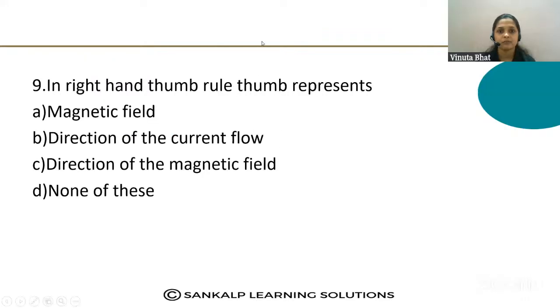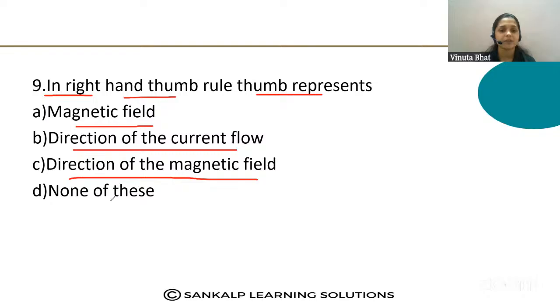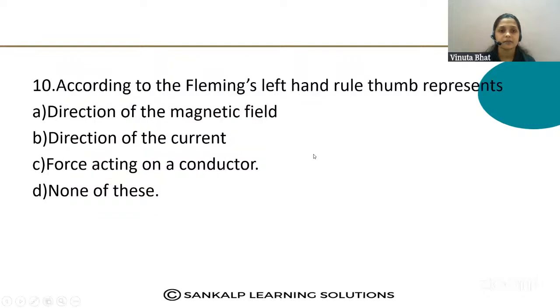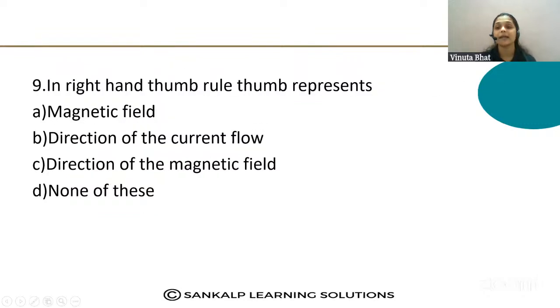Next question. In the right hand thumb rule, the thumb represents: magnetic field, direction of the current flow, direction of the magnetic field, none of this. So what does it represent? You know the right hand thumb rule, right?